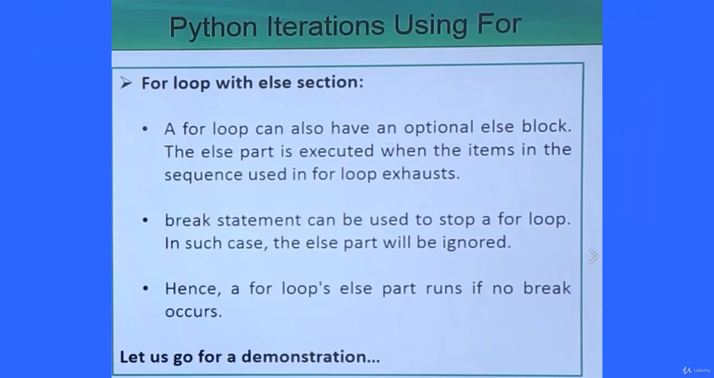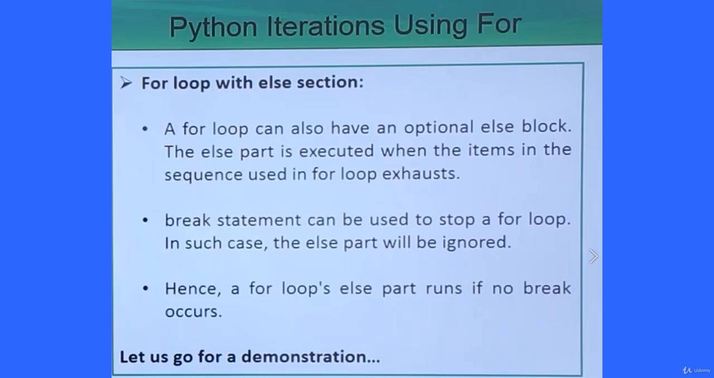For loop with the else section. A for loop can also have an optional else block. The else part is executed when the items in the sequence used in the for loop are exhausted. When the sequence gets exhausted, the else part gets control. A break statement can be used to stop a for loop. In such a case, the else part will be ignored. Hence a for loop's else part runs if no break occurs. If there is a break, then the else part will not be executed. Otherwise the else part will be executed, when the sequence gets exhausted.